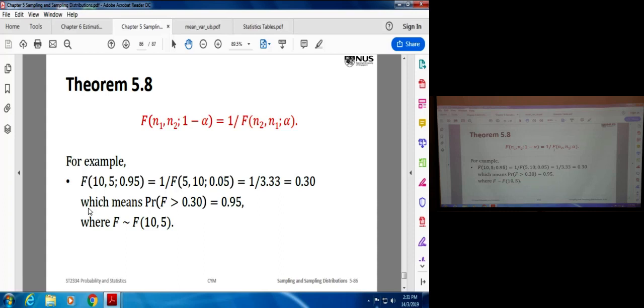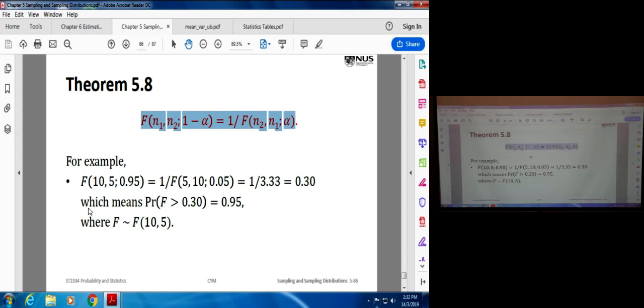Okay, so what does that mean? What does this statement mean? Well, basically it means this. Let me see if I can draw this nicely enough. So the result says, the left-hand side of that equation, this probability is 1 minus alpha, and this is f n1, n2, 1 minus alpha. We know what that means: basically, that's the point on this f-axis for which the probability of exceeding that point is 1 minus alpha.